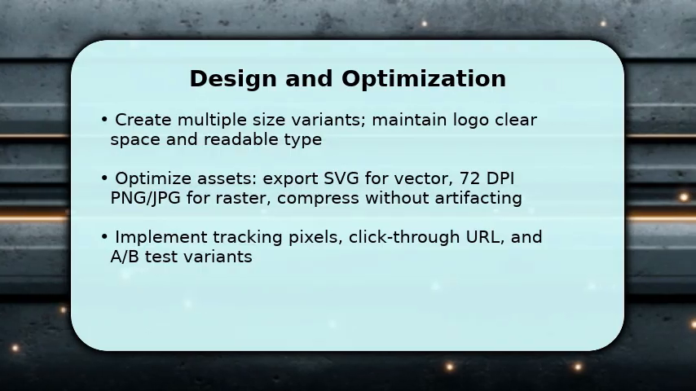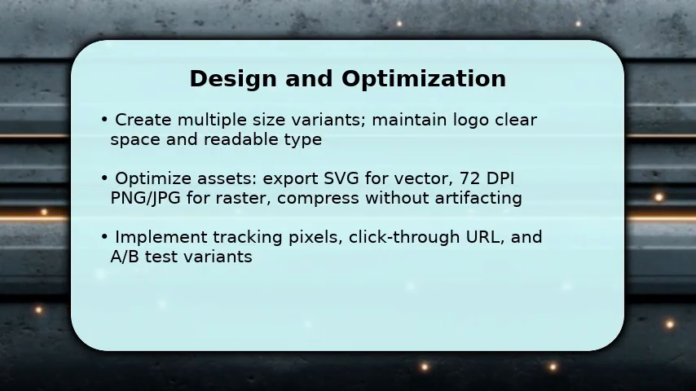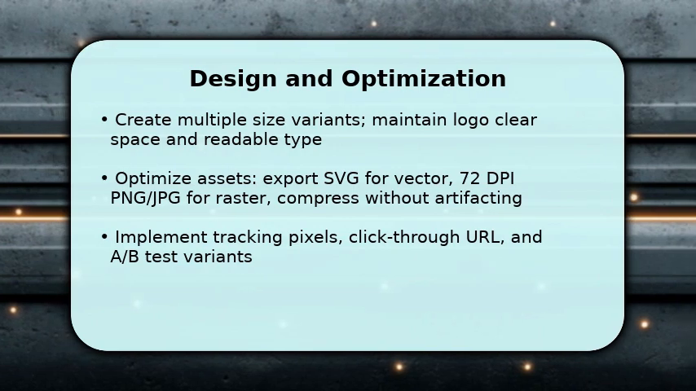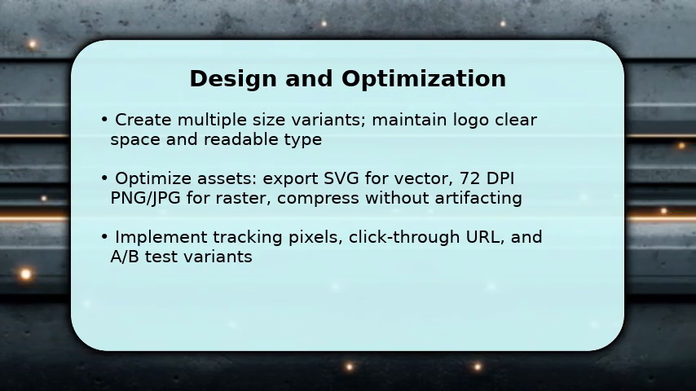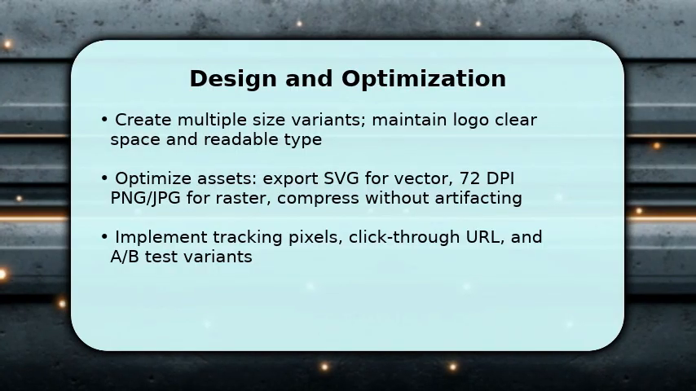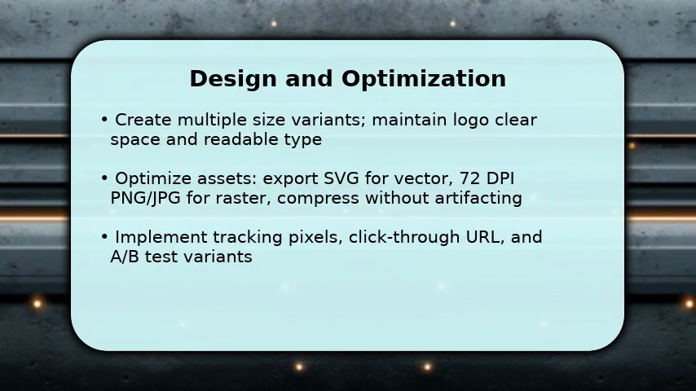Once variants are ready, embed tracking pixels and click-through links and prepare A/B test groups. These choices reduce load time and improve viewability, which in turn lowers effective CPM and boosts campaign performance.